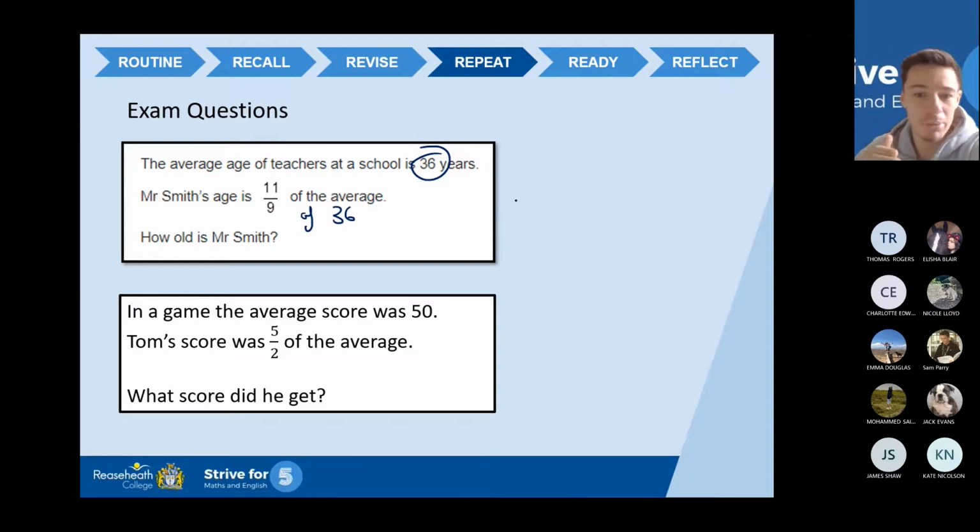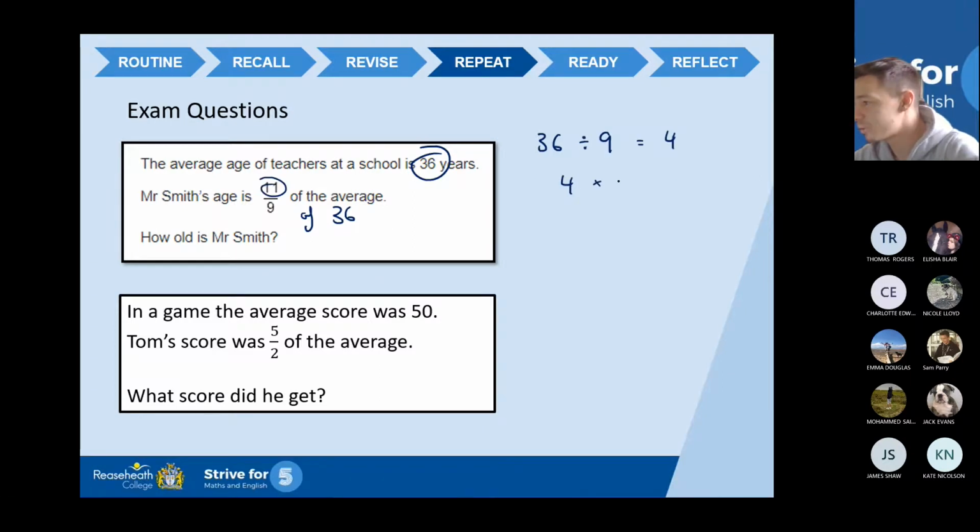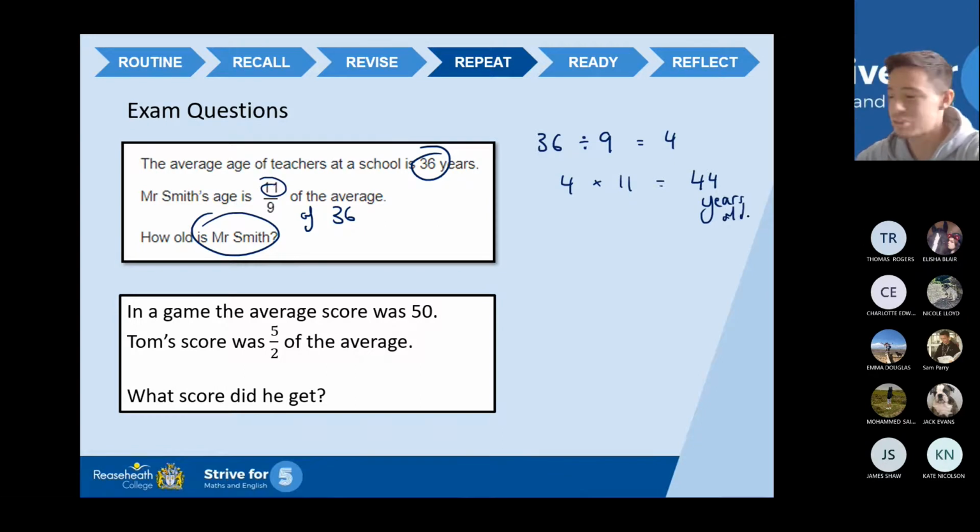Remember, divide by the bottom and then times by the top. So 36 divided by 9 equals 4, and then 4 multiplied by the top number, which is 11, gives me 44 years. So our good friend Mr. Smith is 44 years old, and I can see a lot of you there have got 44 on Desmos, which is excellent.